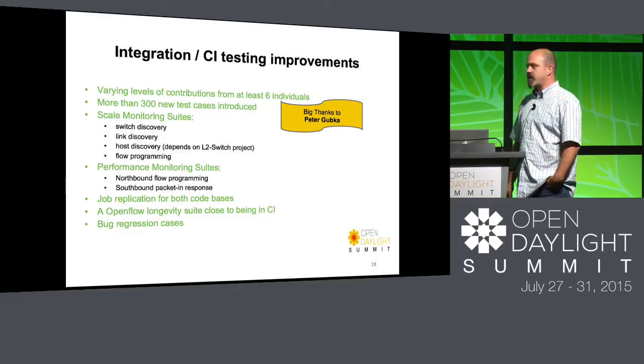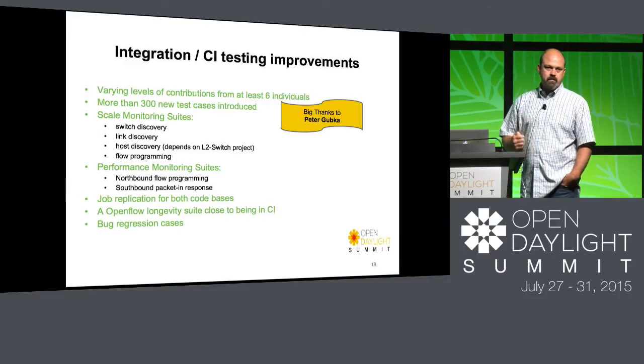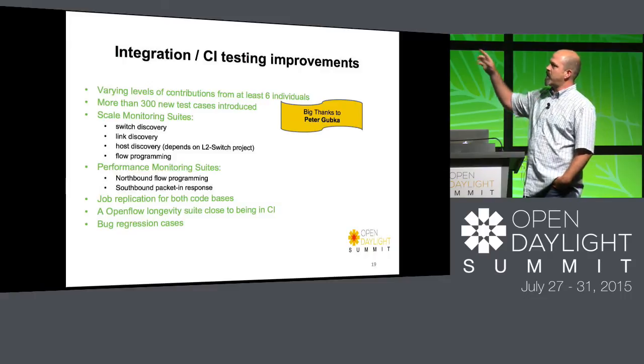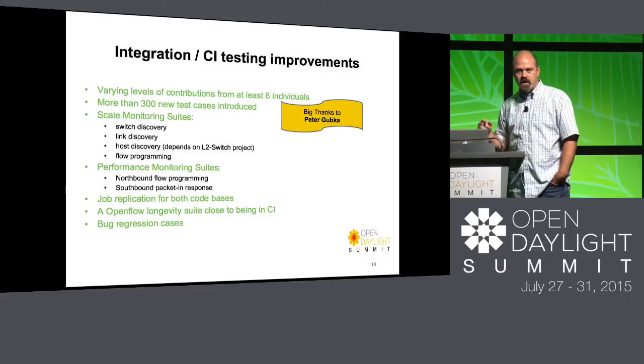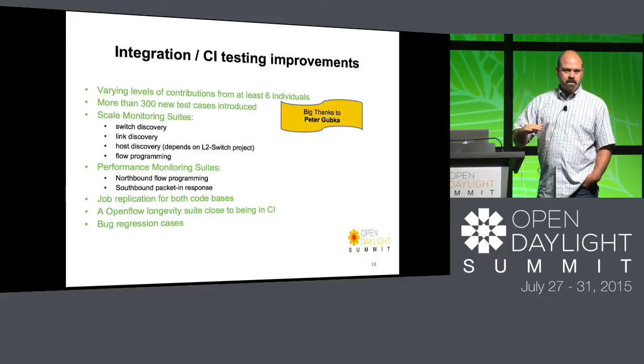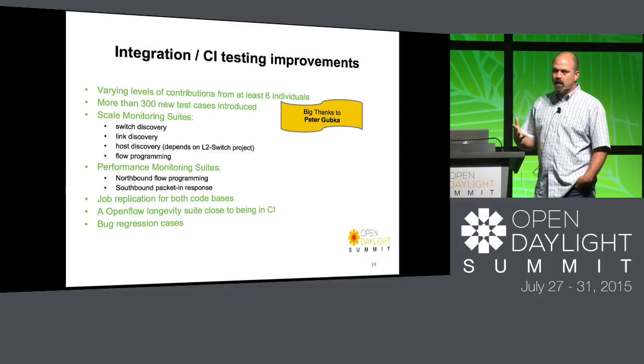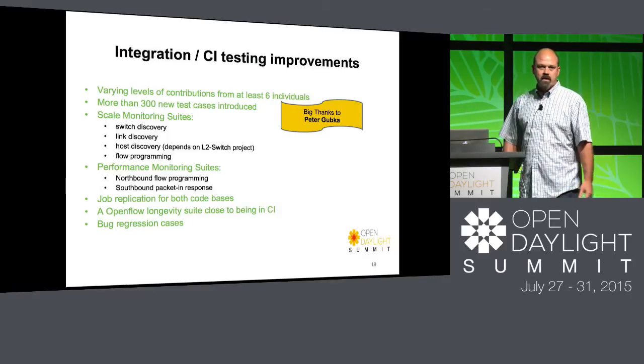We have a longevity suite almost done. The idea there is to take maybe a scale test or a performance test and run it at 50% and then run it for a long time. Right now we're shooting for 24 hours, but it's configurable, so we can do it for 5 days or 5 months, whatever.